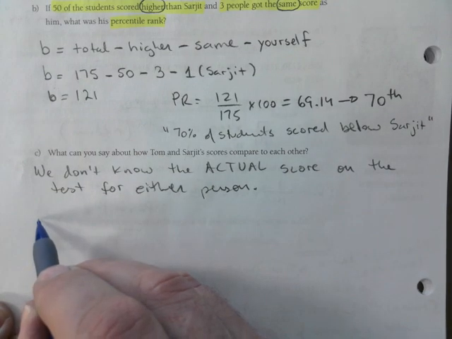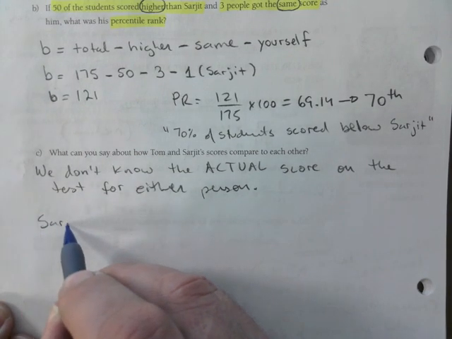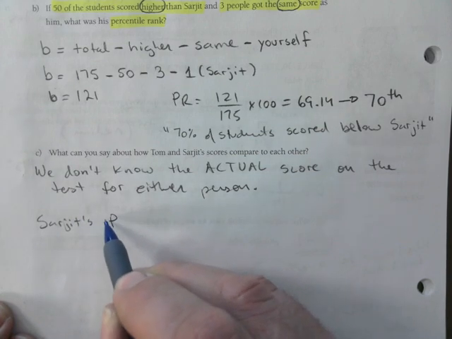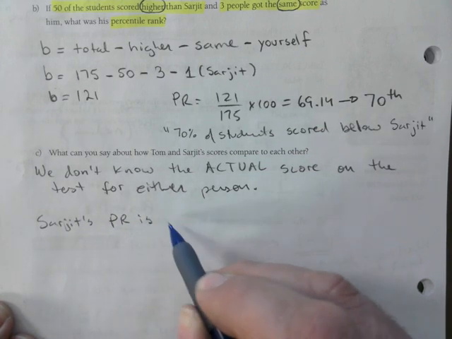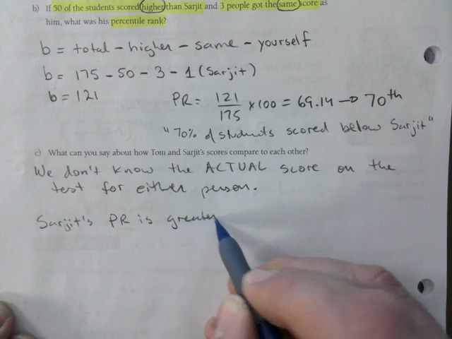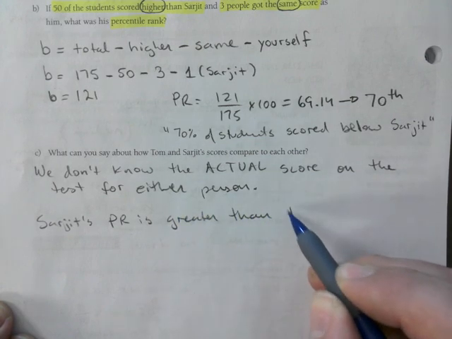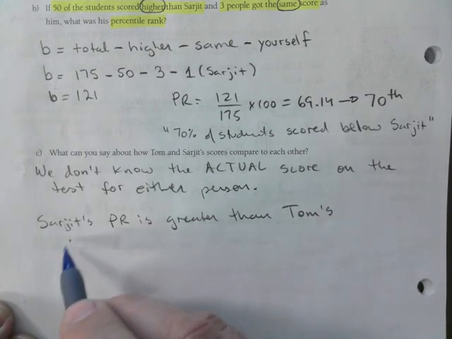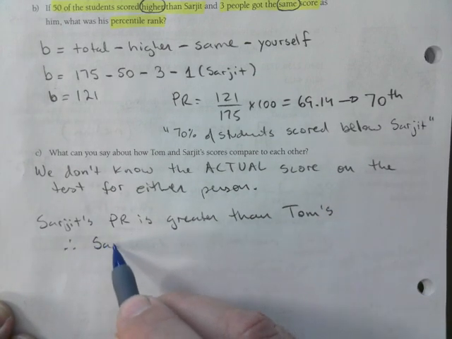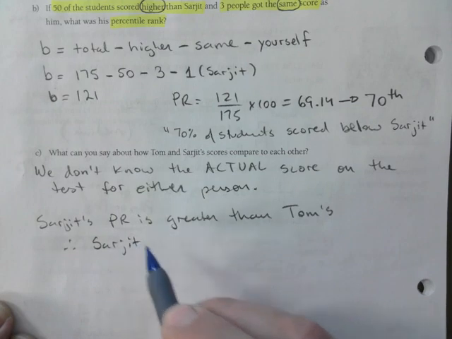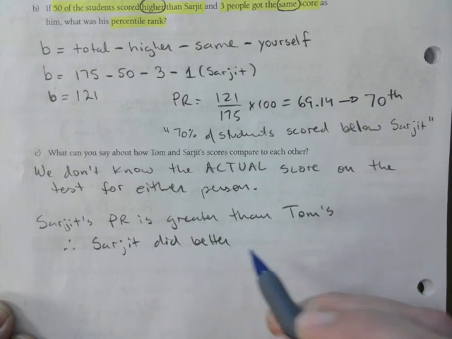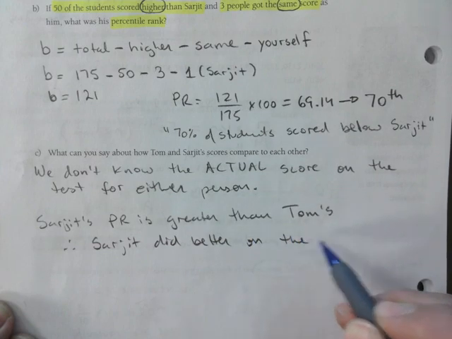So Sarjeet's PR is greater than Tom's, right? Therefore, Sarjeet did better on the test.